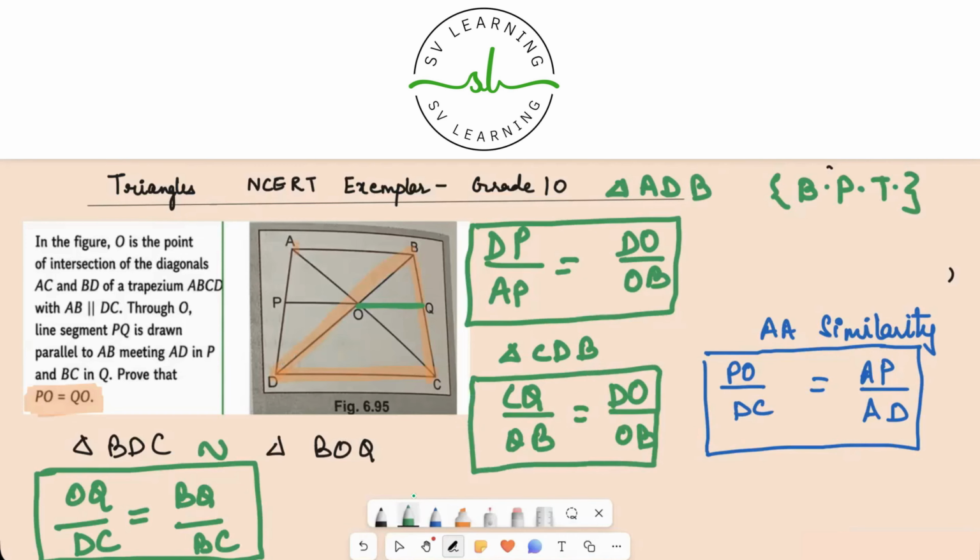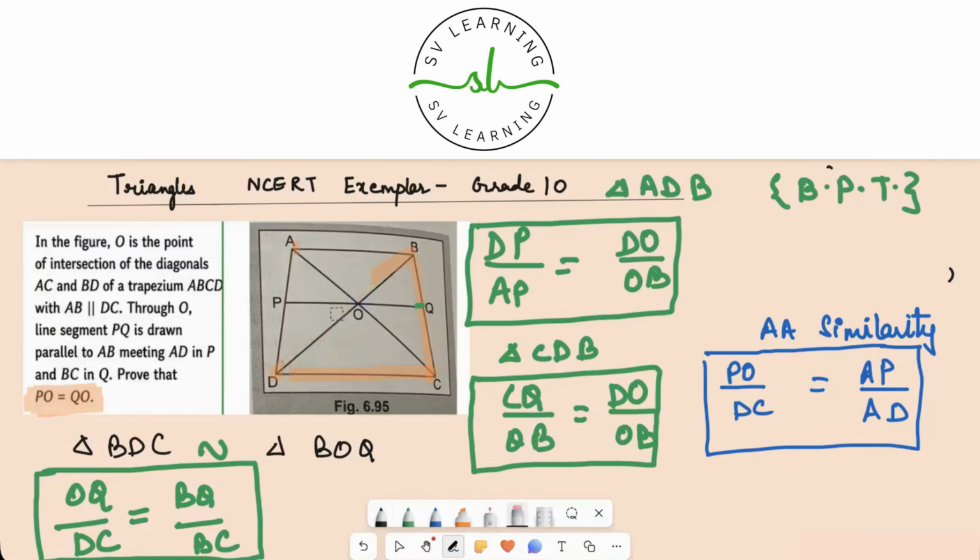Now the point here arises that why are we doing this? How do we know that we have to do this? This has been done, children, so that because of DO by OB, at least I will get the sides equal. See, I've got now DO by OB, both are carrying DO by OB as common. So I can write it as DP by AP is equal to CQ by QB.